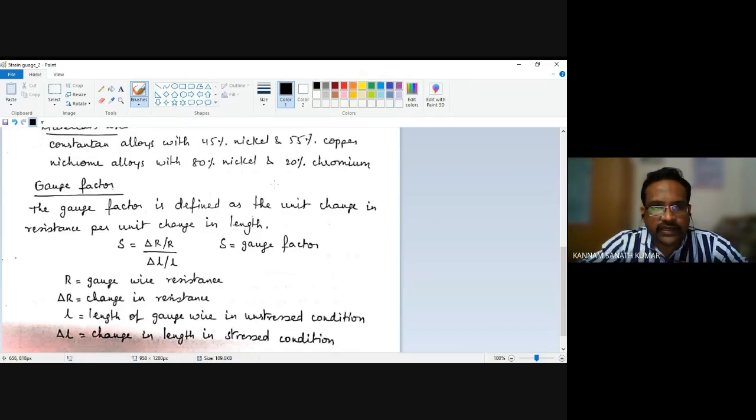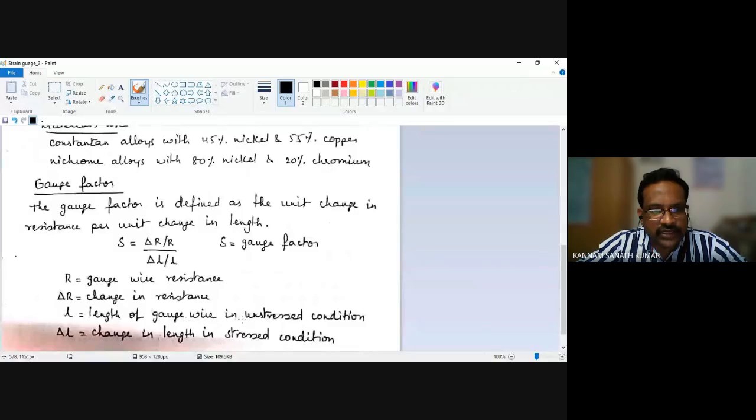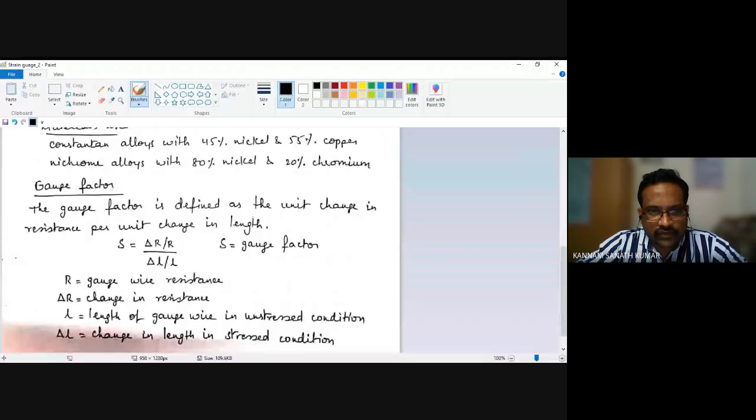The formula for the gauge factor is defined as unit change in resistance per unit change in length. Where R is the gauge wire resistance, delta R is the change in resistance, L is the length of the gauge wire, and delta L is the change in length under stressed conditions. Okay, so today we'll see how we can derive for the strain gauge.